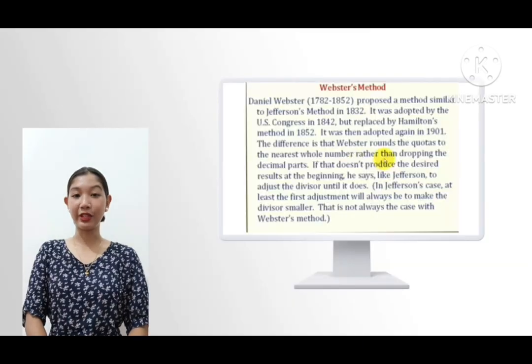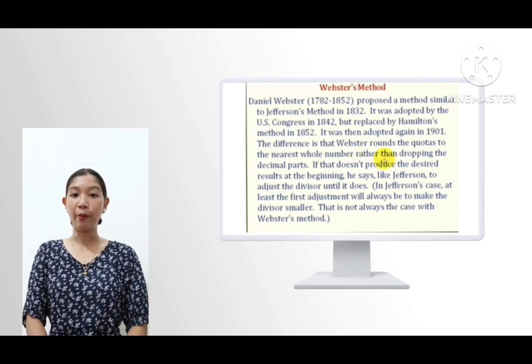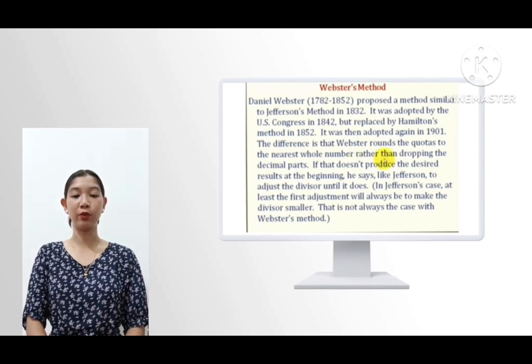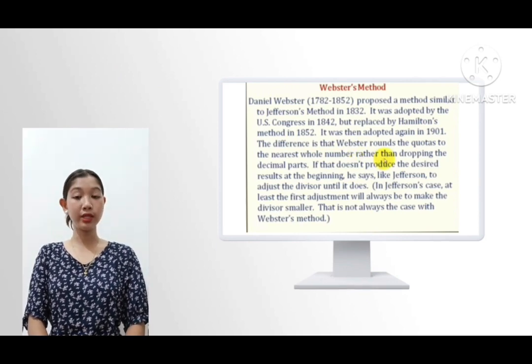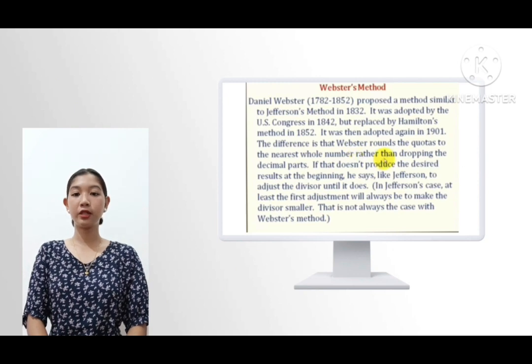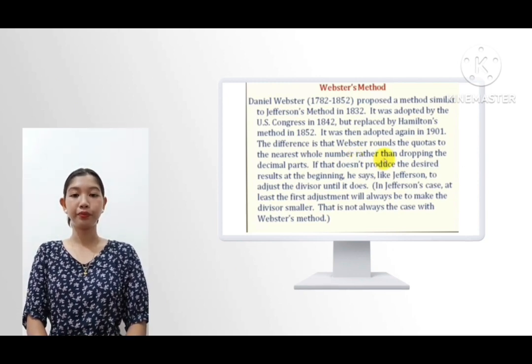So Webster method, or Daniel Webster, 1782-1852, proposed a method similar to Jefferson's method in 1832. It was adopted by the U.S. Congress in 1842 but replaced by Hamilton's method in 1852. It was then adopted again in 1901. The difference is that Webster's rounds the quotas to the nearest whole number.